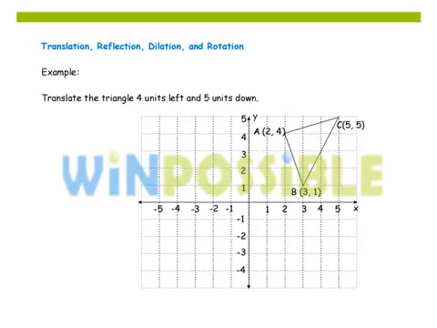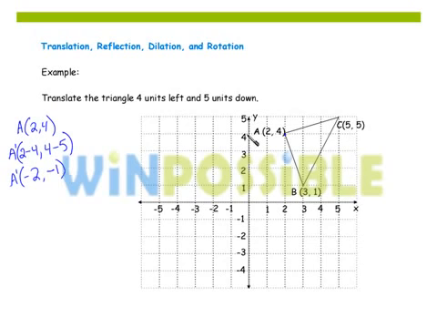Translate the triangle 4 units left and 5 units down. So let's start with A, (2, 4). To get A prime, 4 units left, we'll just subtract 4 from the x-coordinate, and 5 units down, we'll just subtract 5 from the y-coordinate. So the coordinates for A prime are going to be 2 minus 4, which is -2, and 4 minus 5, which is -1.